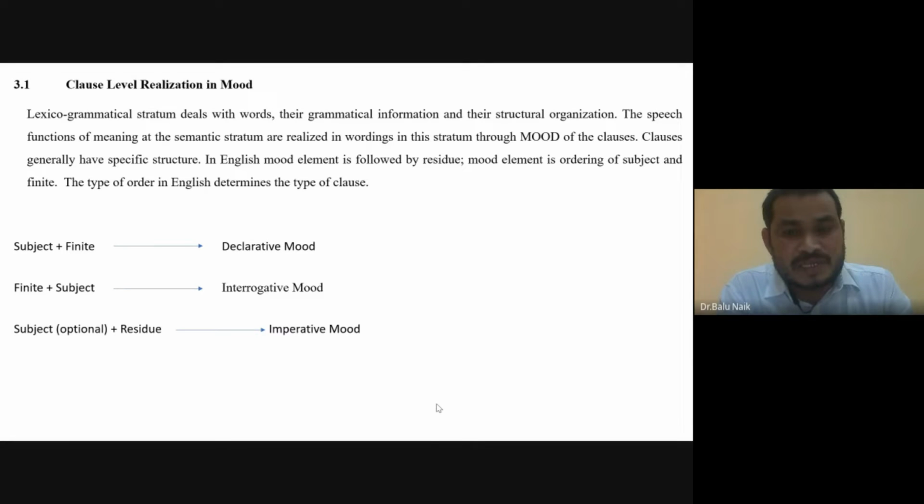In English, the mood element is followed by the residue. The mood element is the ordering of subject and finite. This type of order in English is determined by the type of class. Subject plus finite is a declarative. Finite plus subject is the interrogative. Subject, which is optional, plus residue is the imperative.